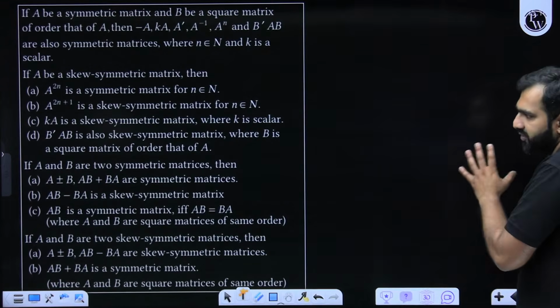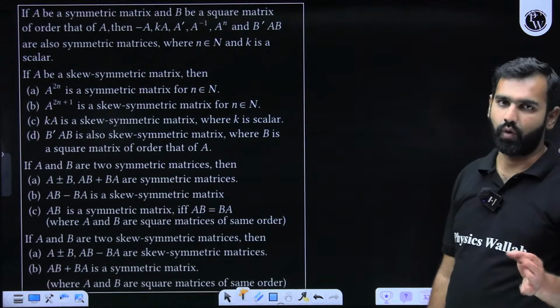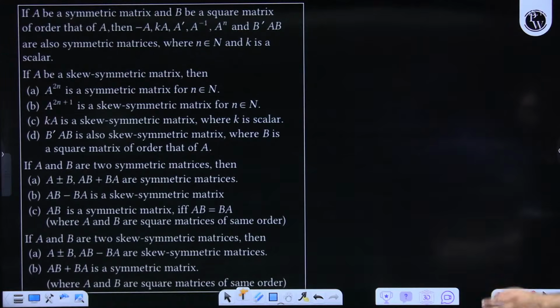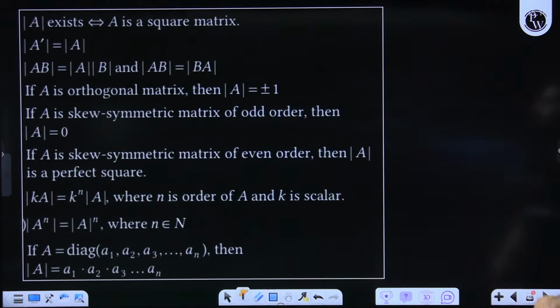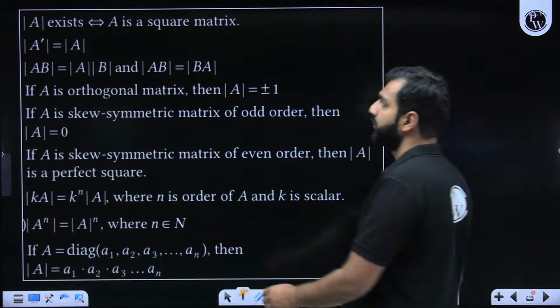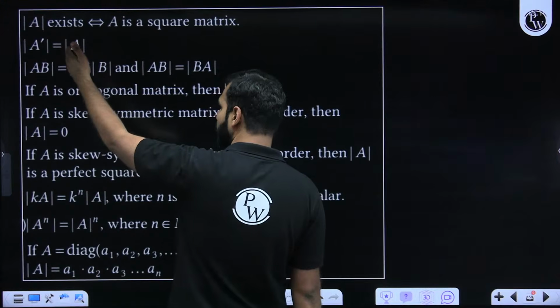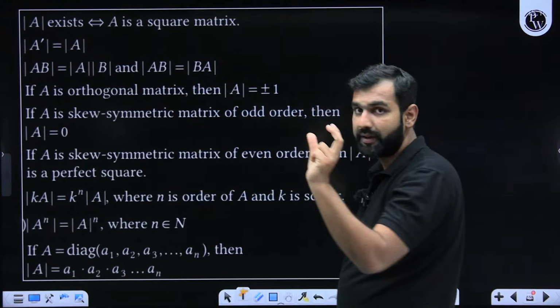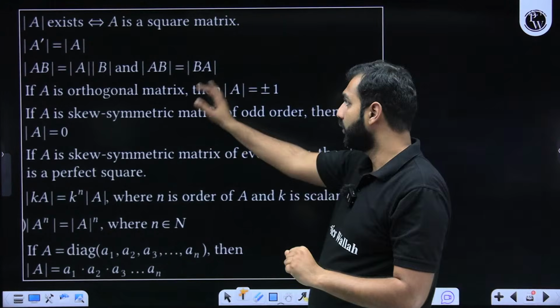If you want to understand the explanation of each property, you can watch the One Shot session on that. But as of now, just read them so that you get more clarity on them. Here, always remember, the determinant of a matrix or its transpose will be equal. Determinant of a product of two matrices: determinant is distributable over a product, so you can do that.